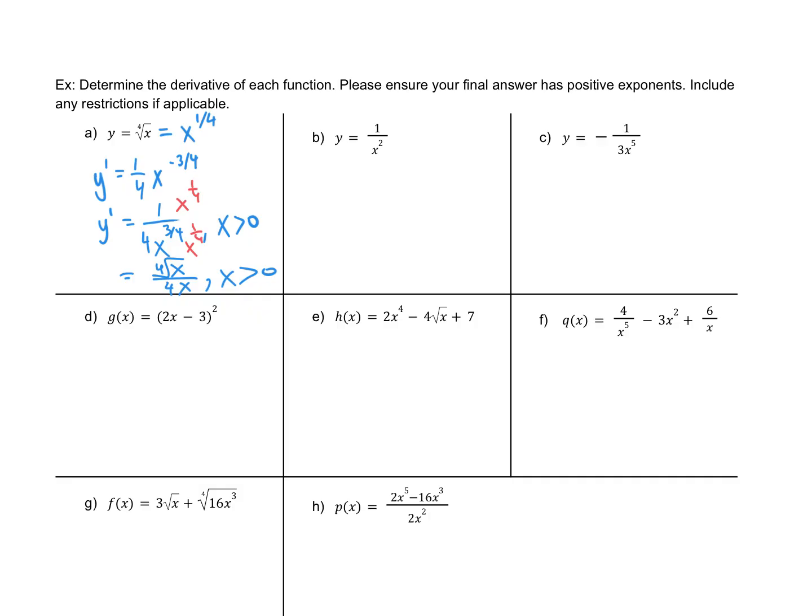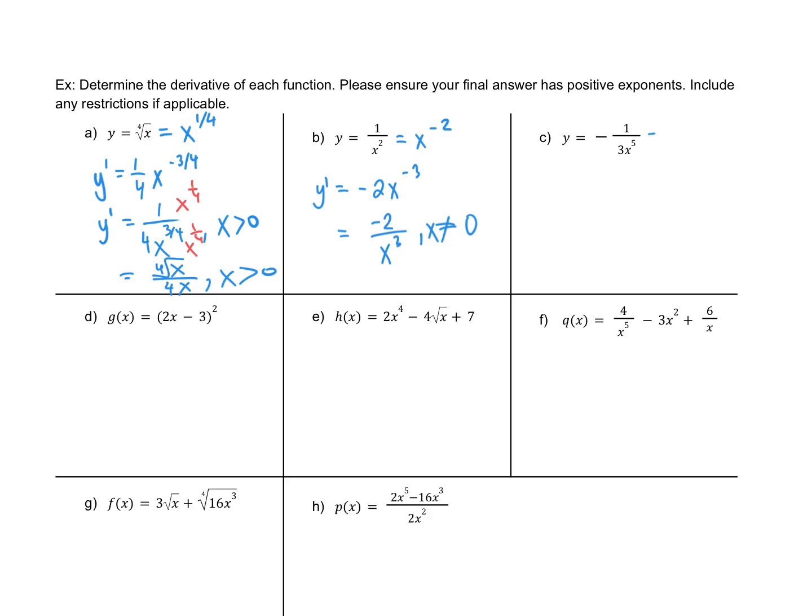All right, y equals 1/x². Now we don't know a rule for when we have the division of two functions. And we'll learn it later on, but right now we don't know it. But this can easily be turned into x to the power of -2. And now I can take the derivative. Bring the -2 down, subtract 1 from the exponent, and I want positive exponents, so I'm going to bring the x cubed into the denominator. And here, x cannot be 0.